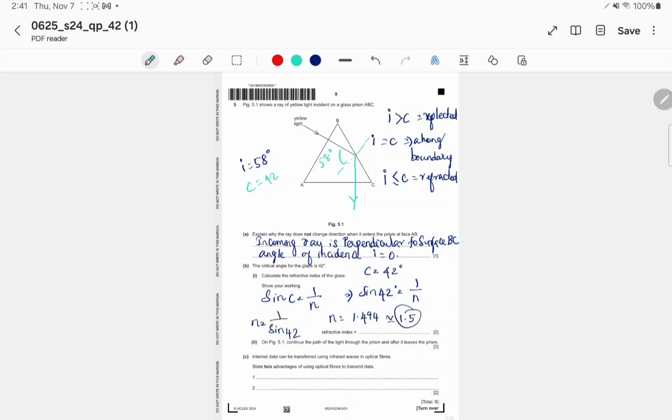Okay, next question. Internet data can be transferred using infrared rays, waves in optical fibers. State two advantages of using optical fibers to transmit the data. So how will we write? By using optical fibers, the speed is very high, so much data can be transferred very fast than the other cables.